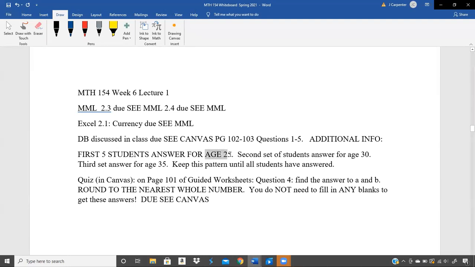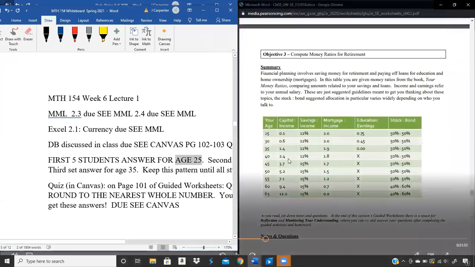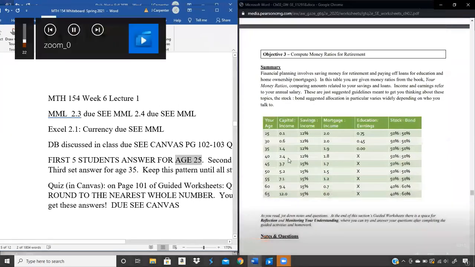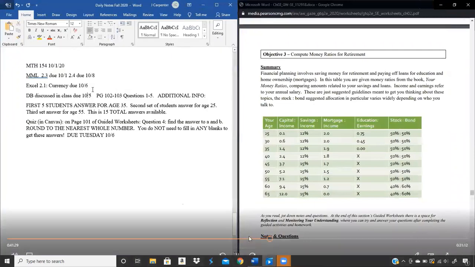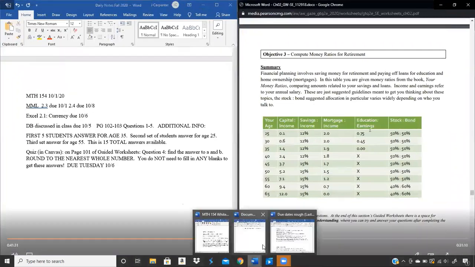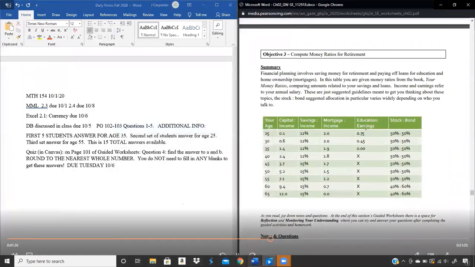So again, with this discussion board, we'll be starting at age 25 for the first 5 students, then going to age 30 for the next 5, then 35 after that. All right. So let's do this. The discussion board is going to be due on Monday. Remember, I did originally say that if I gave a discussion board on a Thursday, it was going to be due on Monday.